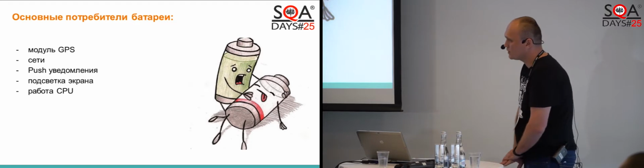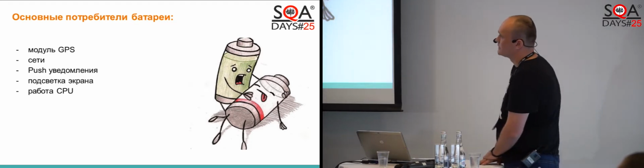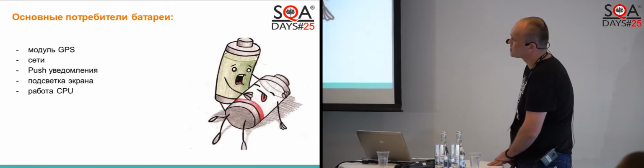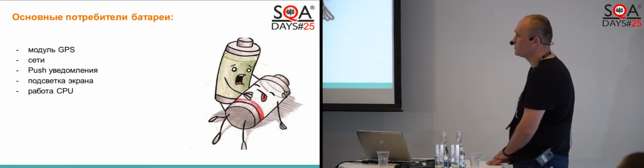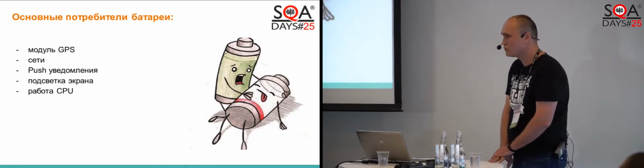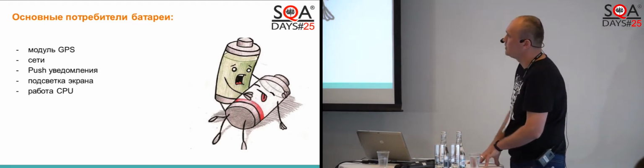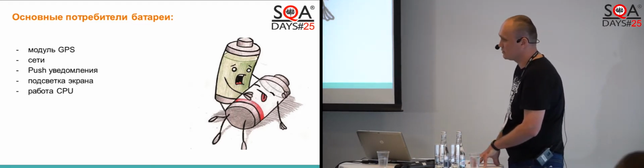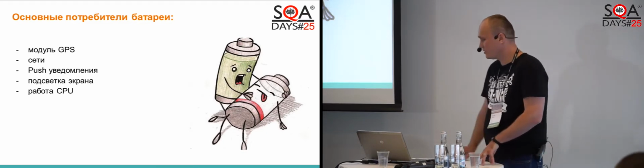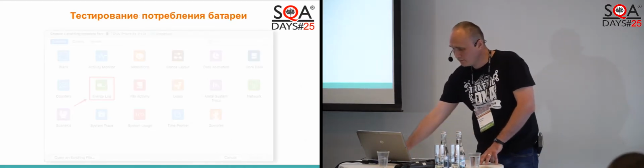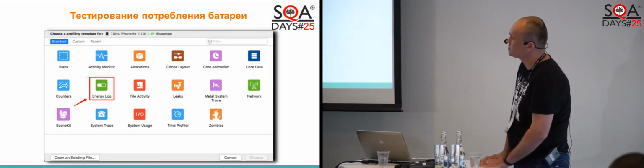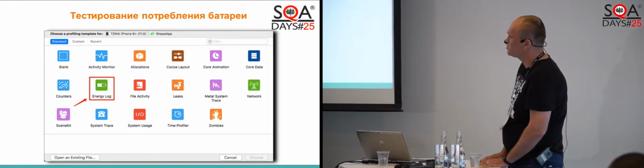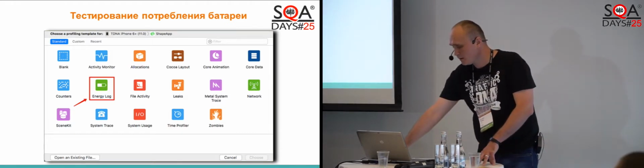Normally, battery is consumed by GPS, graphics, networks, Bluetooth, graphic interface, and all that consumes battery quite actively. And if you know that your application is gonna use all these modules, then this is already a reason to test the battery. To test the consumption of the battery, there's a tool called Battery Law.